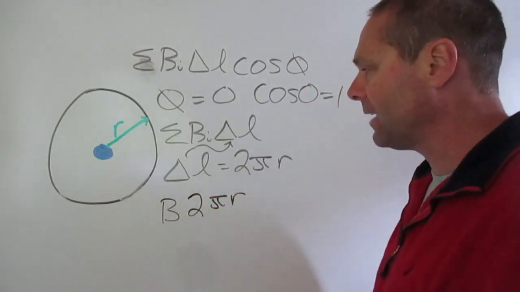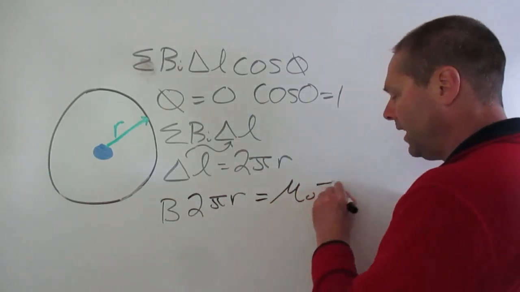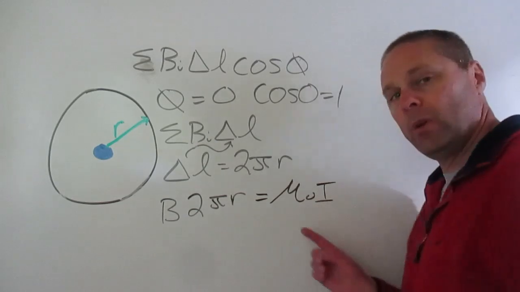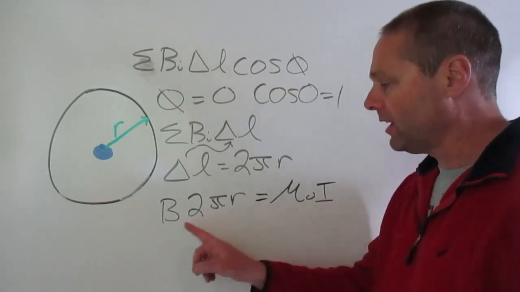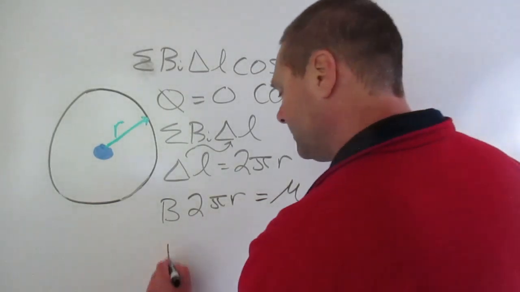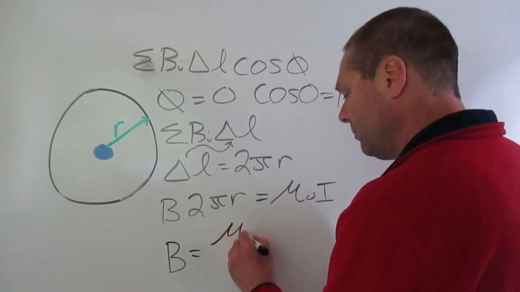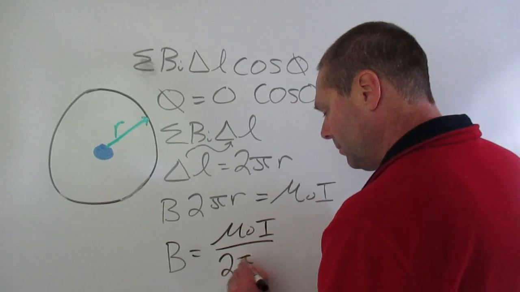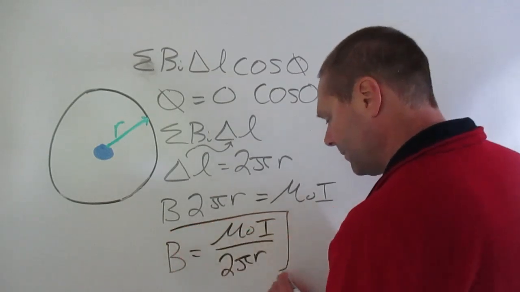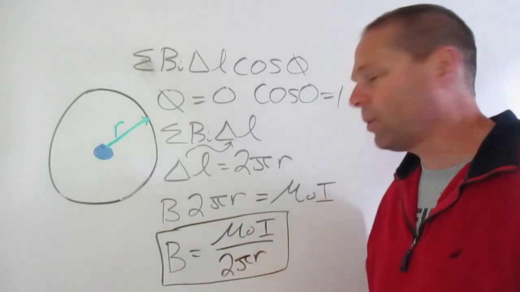Now if we go back to Ampere's law, that is equal to mu naught I, where mu naught is the permeability of free space, and I is the current. If we solve this for B, the total magnetic field is going to be equal to mu naught I upon 2 pi r, which is what we've seen before. We've seen this equation before.